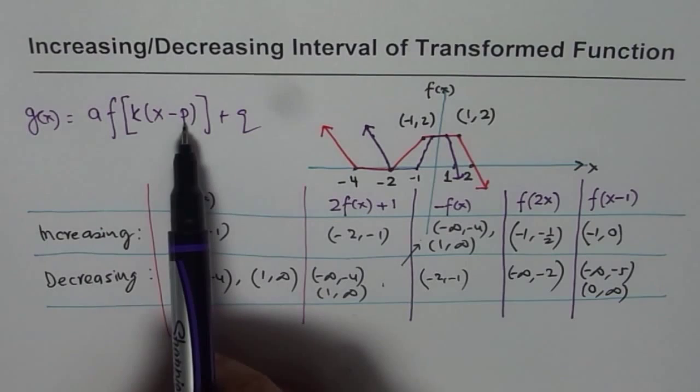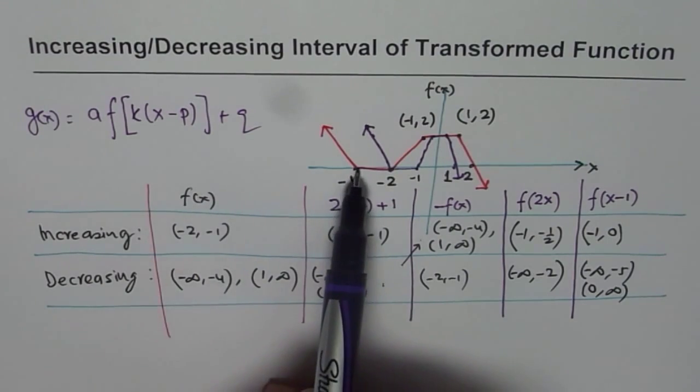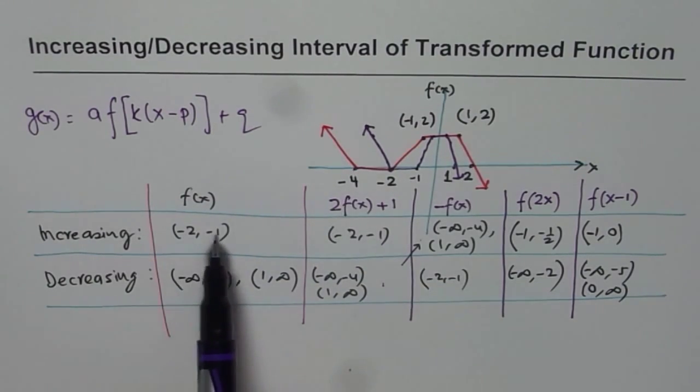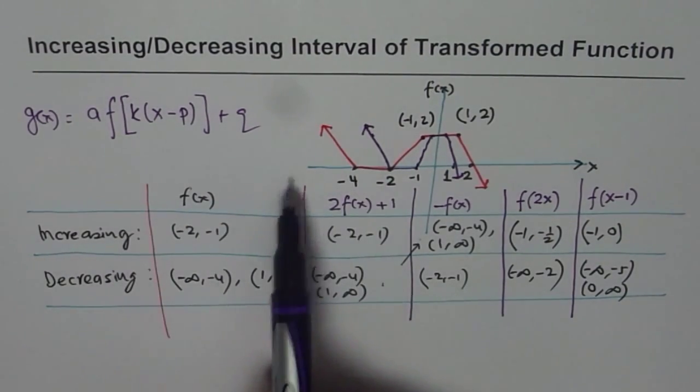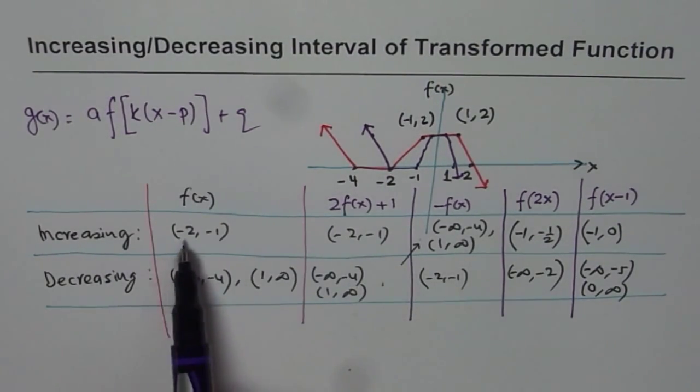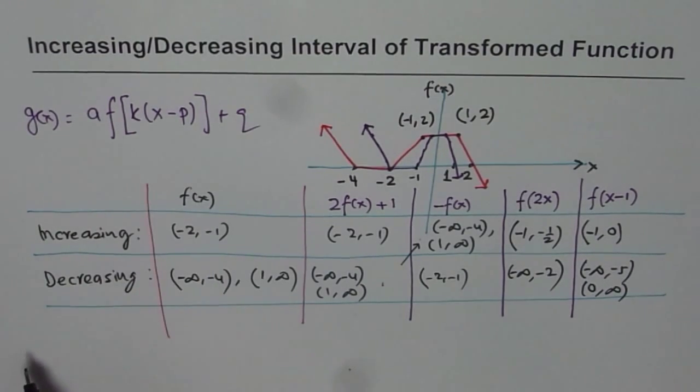As far as p is concerned, it is horizontal translation. If p is positive, that means the function moves right, so all the x values will get added up by the p value. If p is negative, the function moves left, and these x values will be reduced by that value. Q does not really affect the increasing and decreasing intervals. So that is how we can summarize the effect of transformations on the increasing and decreasing intervals of a transformed function.